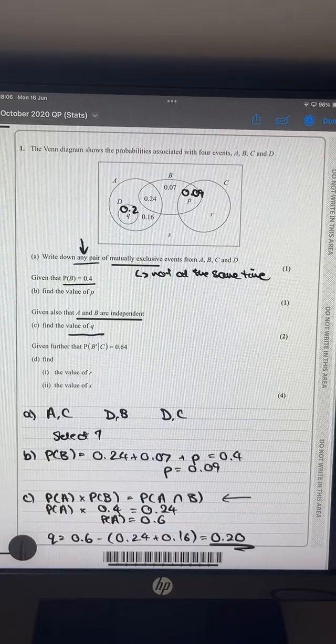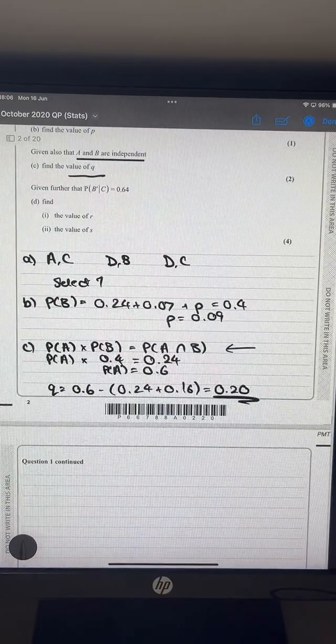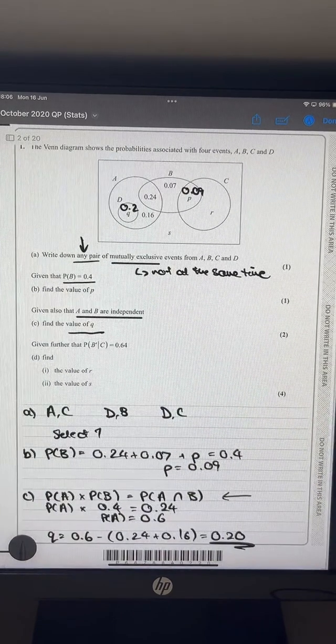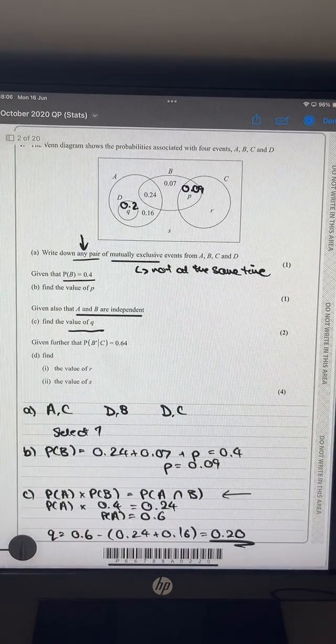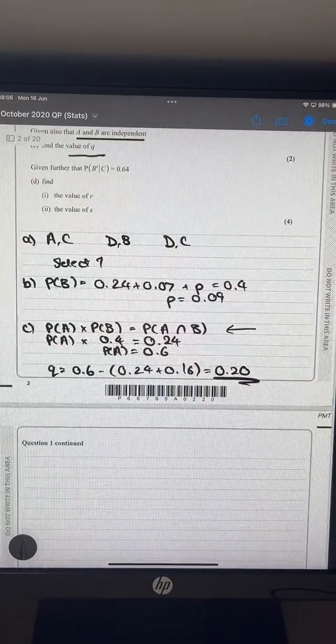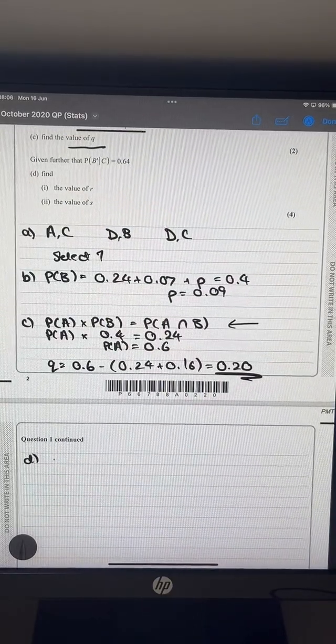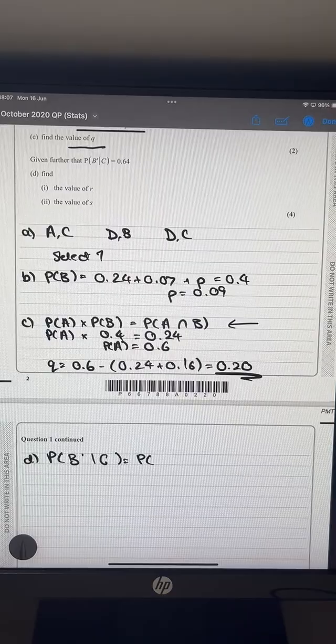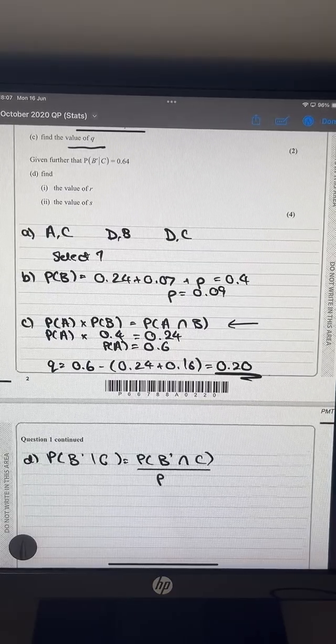Okay, cool. Part D is two parts. They give us further information that the probability of not B, that's the complement of B, given C is 0.64. Find the value of R and then the value of S. So the way I'm going to go about that is first write down my formula that I know associated with the given that. So that's probability of not B given C. That's equal to the probability of not B and C divided by the probability of C.